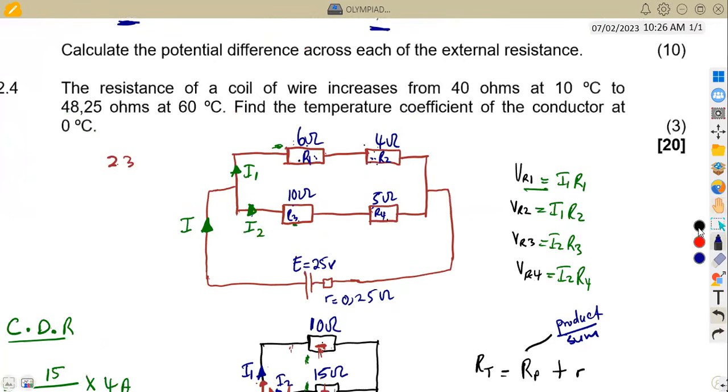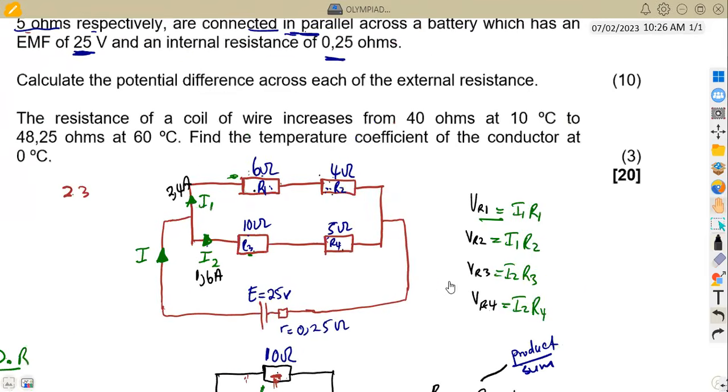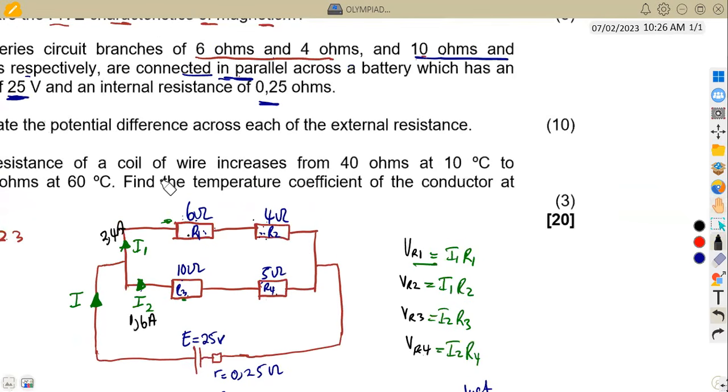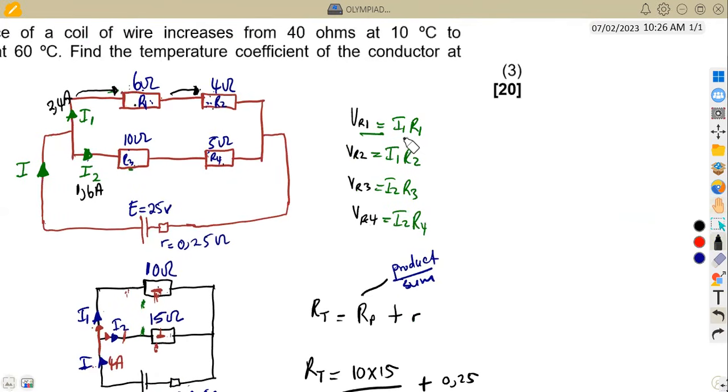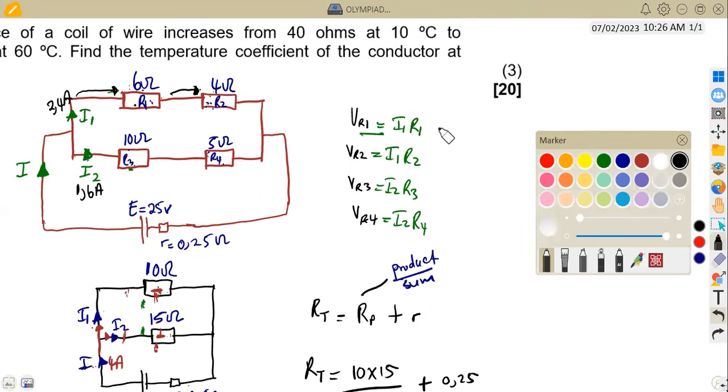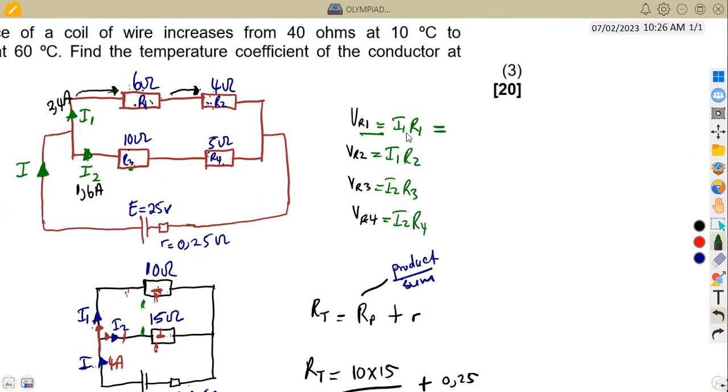So we can have I1 on our diagram: 2.4 amps, and I2, which is 1.6 amps. If you take from the original diagram, the current of 2.4 amps is flowing towards this resistor, and it is the same across this resistor since they are in series. So we can calculate their voltages from these formulas. Our VR1 is going to be I1 times R1. So I1, which is 2.4, times R1, which is 6.